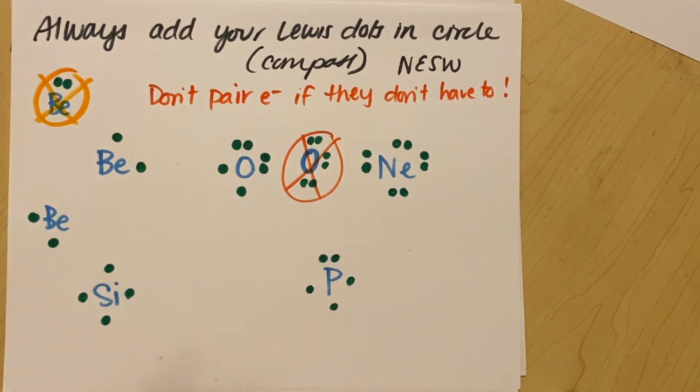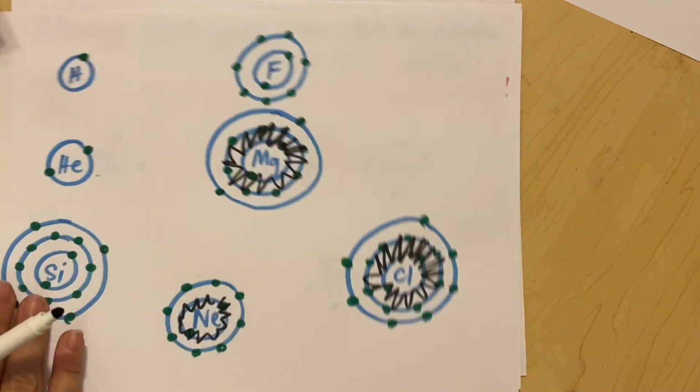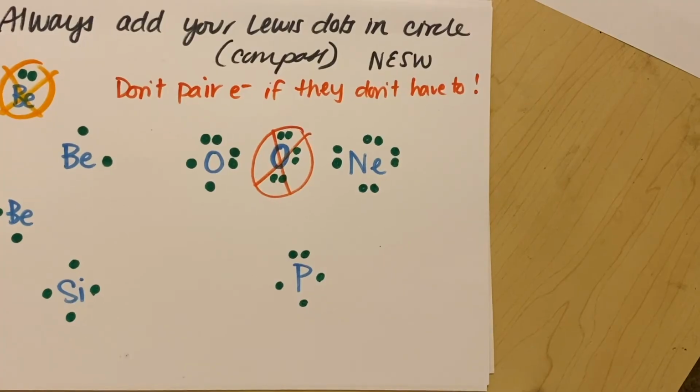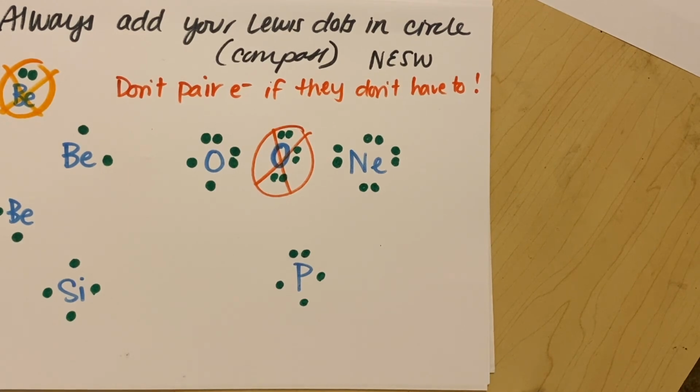It's a lot easier, obviously, than drawing out your full Bohr structure, but I think you have to understand how to get the Bohr structure before you can do your Lewis dot. But Lewis dot makes things a lot easier, and it especially is helpful for bonding. All right, good luck.